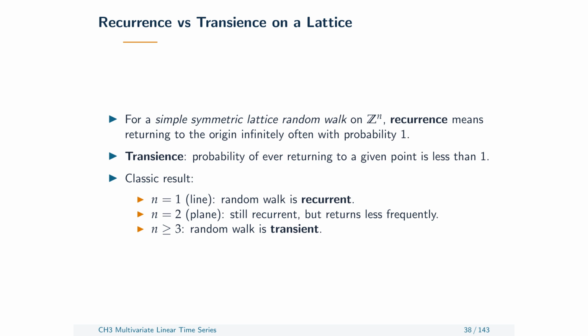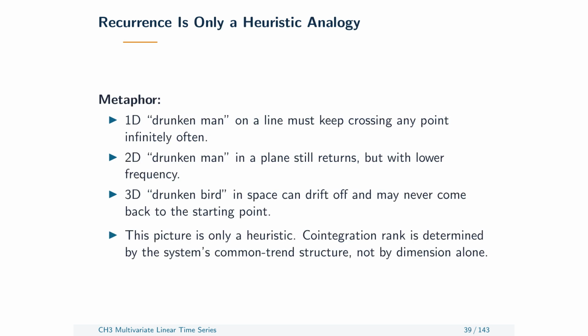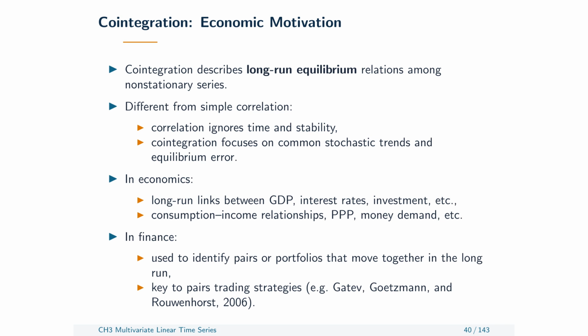Here is a small mathematical aside, and I want to flag it as exactly that. For a simple symmetric random walk on a lattice, whether it keeps returning to where it started depends on the dimension. In 1 or 2 dimensions, it comes back to the origin over and over, with probability 1. In 3 or more dimensions, it tends to wander off and not return. But this is only an analogy. Cointegration rank is set by common stochastic trends, not by counting how many variables we happen to observe.